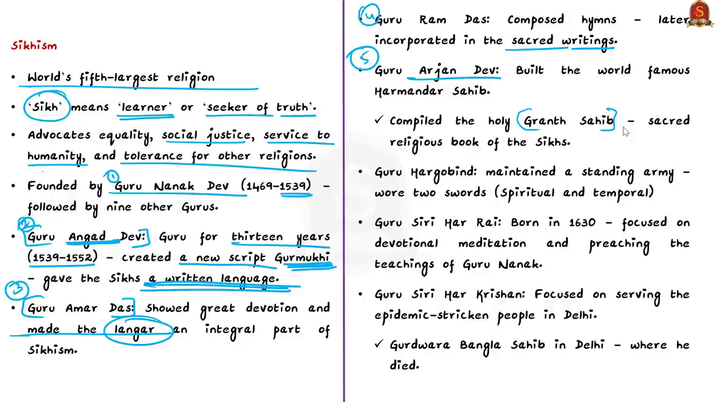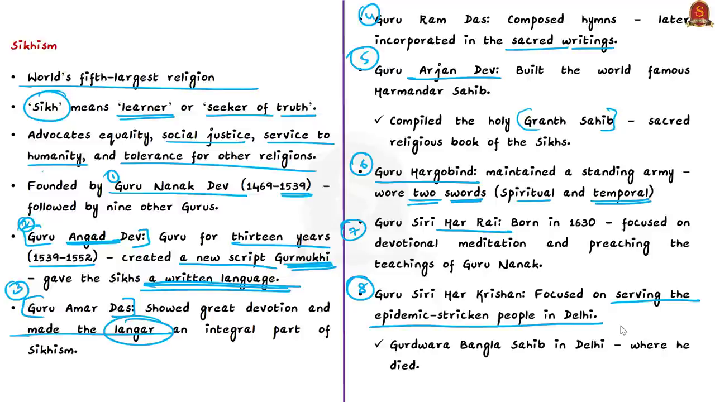The Guru suffered martyrdom in 1606 and he was followed by Guru Har Gobind. He maintained a standing army and he symbolically wore two swords, one representing spiritual power and the other representing temporal power. And he was followed by Guru Har Rai. He was the seventh Guru. He was born in 1630 and spent most of his life in devotional meditation and in preaching the teachings of Guru Nanak Ji. He passed away in 1661 and he ordained, or nominated, his second son Har Krishan as the next Guru. Guru Har Krishan gave his life while serving the people in Delhi who were epidemic stricken.